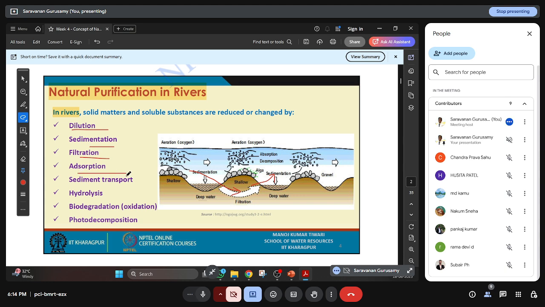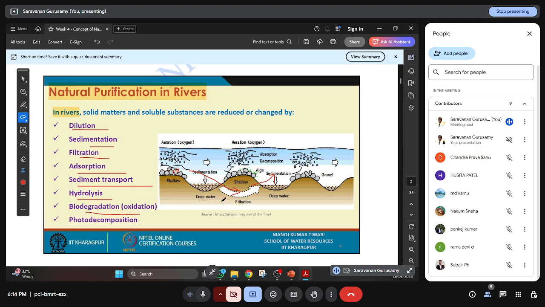Then adsorption. Adsorption is when the pollutant is adsorbed onto the particles. The pebbles or any sand may trap the pollutant, and the river flowing outside will have pure water. Then sediment transport, and hydrolysis. Hydrolysis is the process of addition of water that will degrade complex organic matter into simple organic matter.